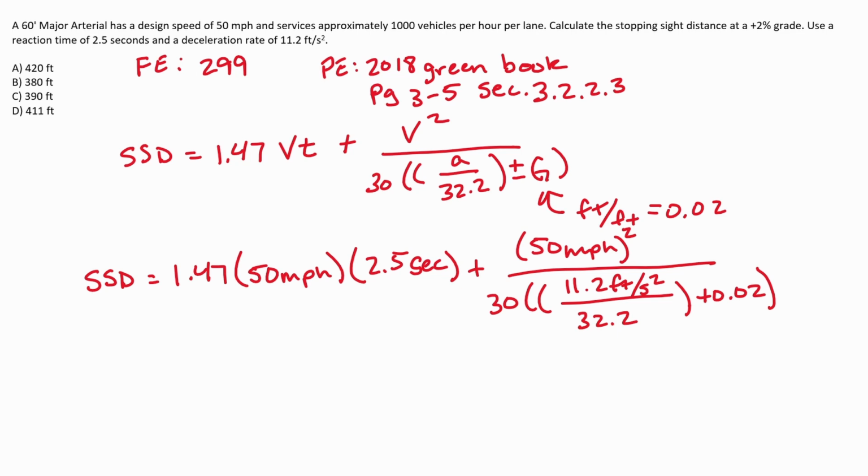With that said, whenever you solve this out, you should end up with 410.31 feet. That is your exact stopping distance there. However, we see that's not an option in A through D. So to be conservative in engineering, in this case, we want to round up. We want to give that extra 0.69 feet, and we're just going to round up to 411 feet. So the answer is going to be D on this one.